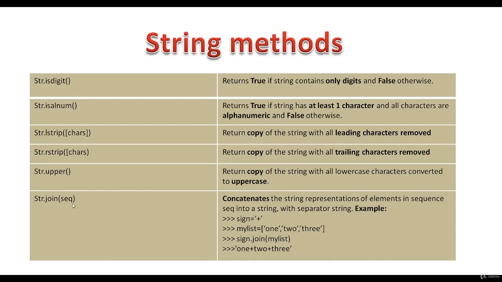String object dot join sequence concatenates the string representation of elements in the sequence with the separator string. For example, this is a string plus, and my list is the sequence, and then plus sign dot join my list. These three elements will be joined by this string.